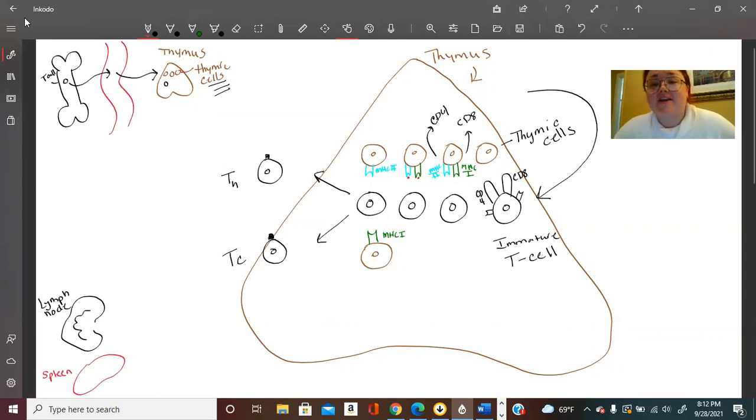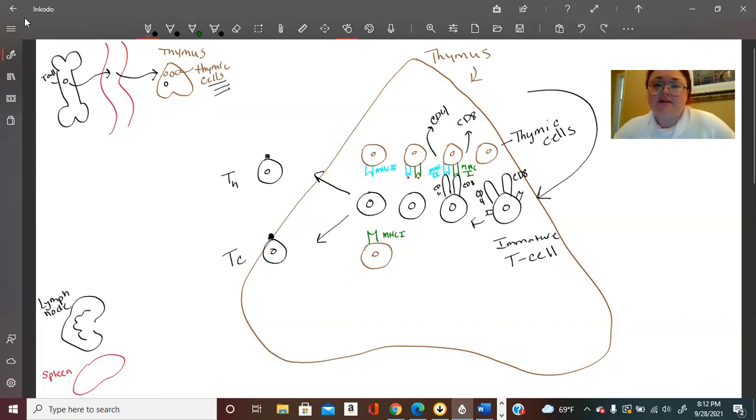So this guy is going to move over to this position so it can be in front of this thymic cell, right? And when it does that, it is going to line up its CD8 molecule with the MHC1 on the thymic cell, and it's going to line up its CD4 molecule on the MHC2 of the thymic cell, all right? And then, so let's just write that CD8, and remember this is CD4.